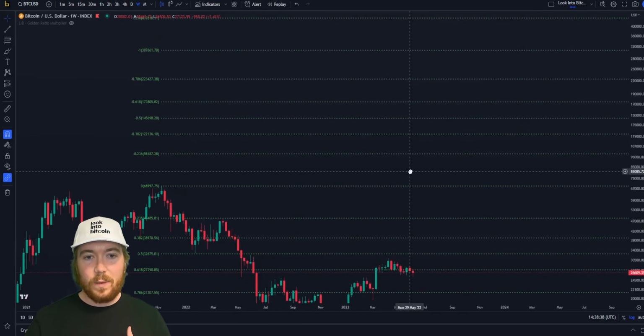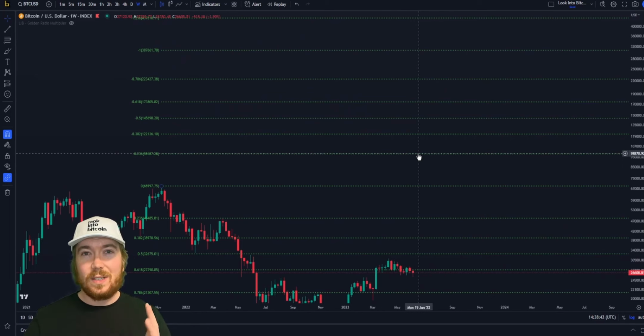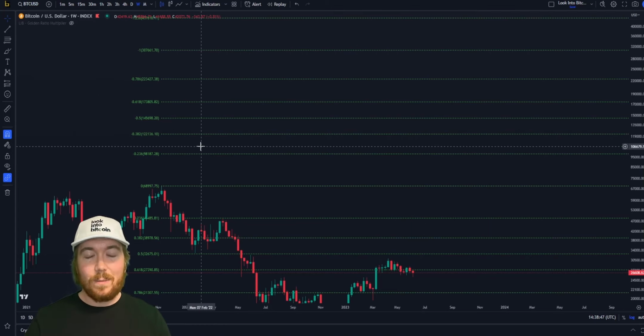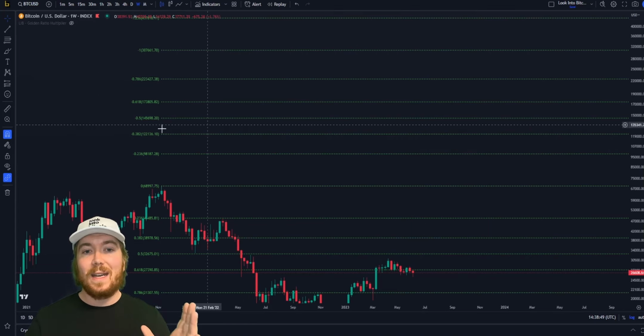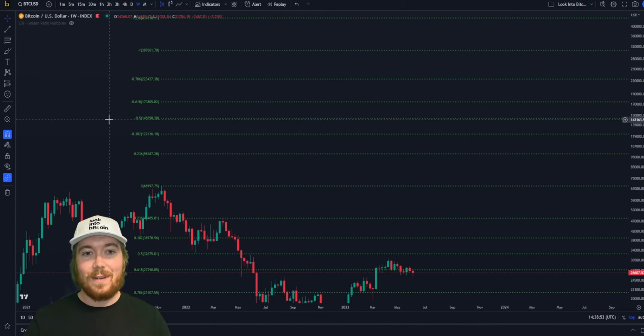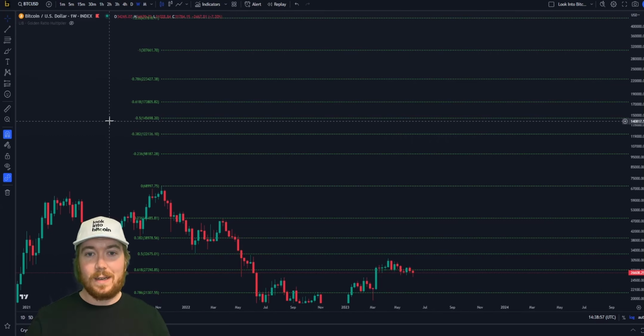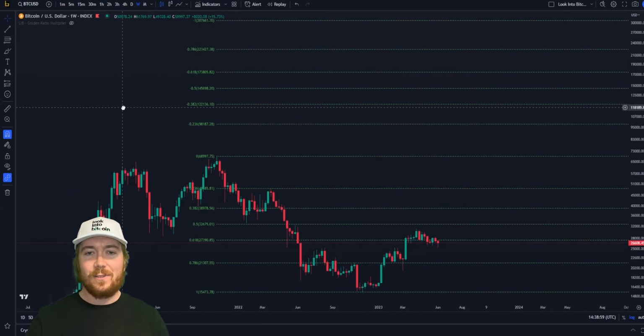But if we just scroll up, we could potentially see price topping out at a 0.236 level, which is $98,000, just beneath $100,000. 0.382, which would be $122,000, or maybe even higher, the 0.5, $145,000 or $173,000, 0.618, which has actually been a pretty key level in historic cycles. So just a very interesting thing to know.